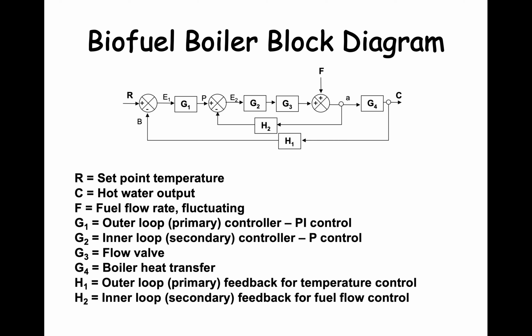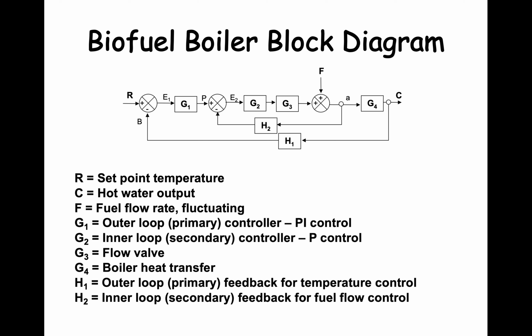Here is a block diagram for the biofuel boiler. The inner loop with the transfer function H2 connects a pressure sensor to a second comparator that adjusts the output from the primary controller G1. So our block diagram has two sensors. One is the pressure sensor. The other sensor is the temperature sensor on the outlet.